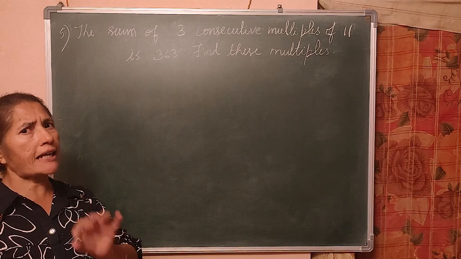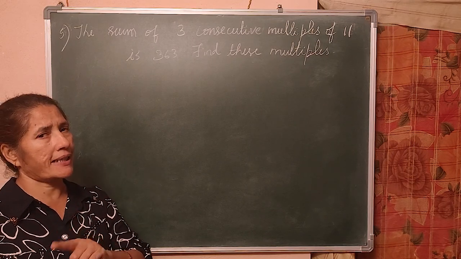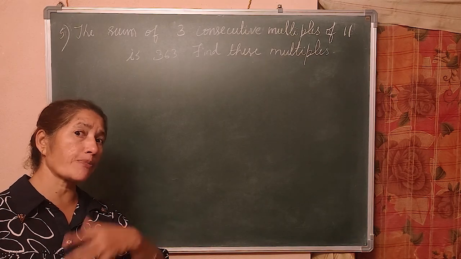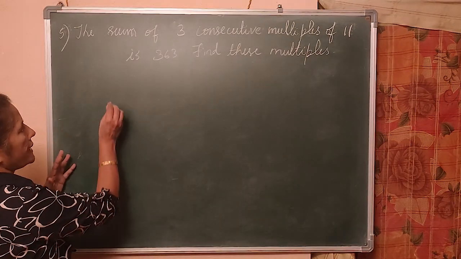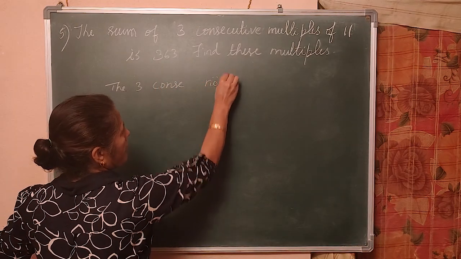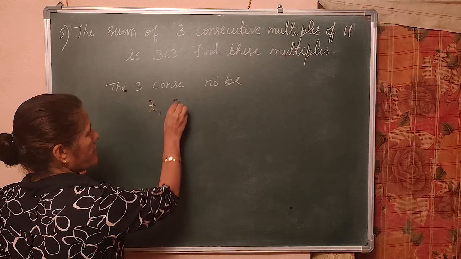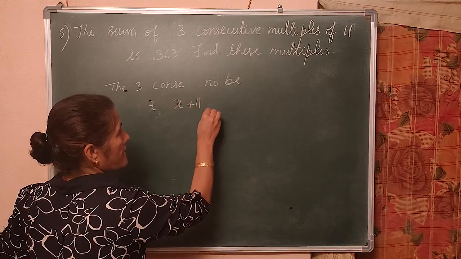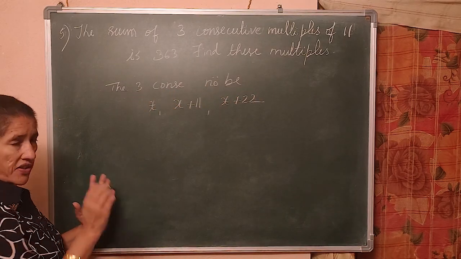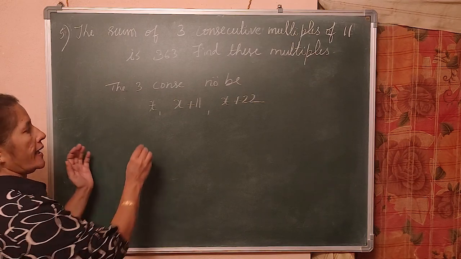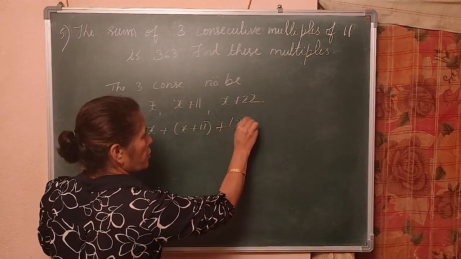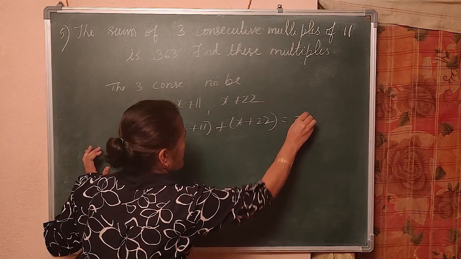So let me take the first number to be x. Next number is x plus 11. Next number is x plus 11 plus 11, or x plus 22. So let me write down. The 3 consecutive numbers are x, x plus 11, and x plus 11 plus 11 is x plus 22. So the sum is 363. Now we frame that equation. x plus (x plus 11) plus (x plus 22) is equal to 363.